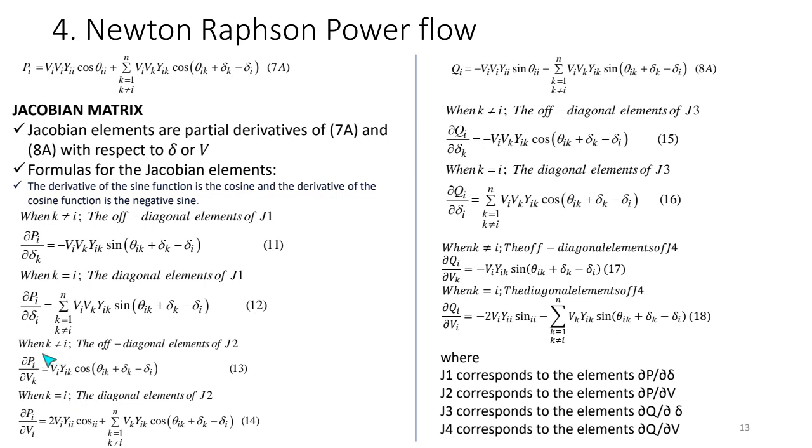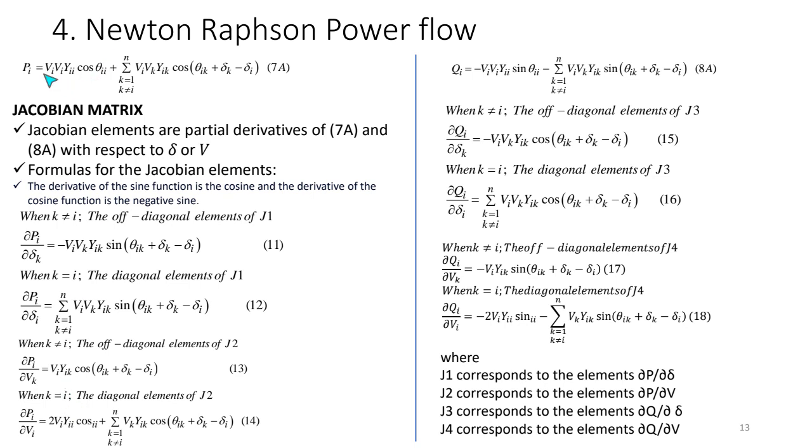So the next step, again we say k is not equal to i. We have to derive equation 7a with respect to Vk. We derive by Vk, and the first term becomes 0 because there is no Vk involved. Here Vk appears with derivative 1. So we get Vi Yik cos of theta ik plus delta k minus delta i.